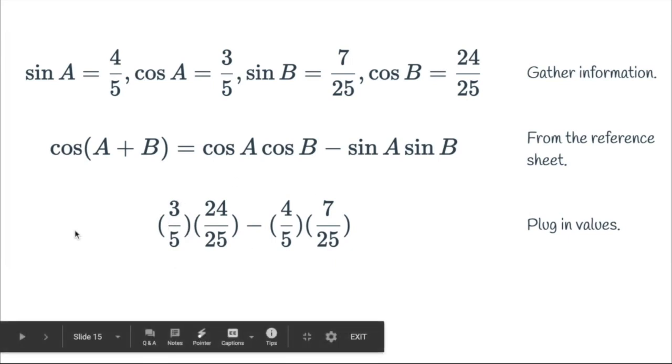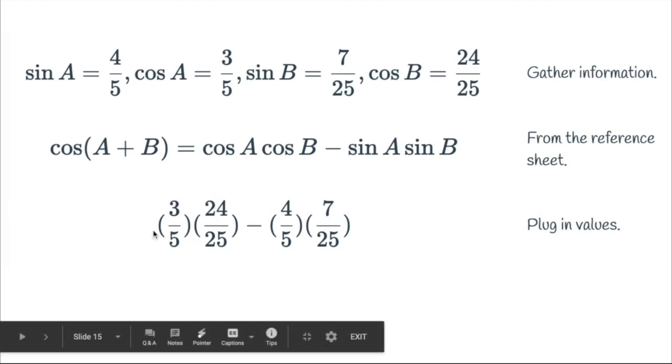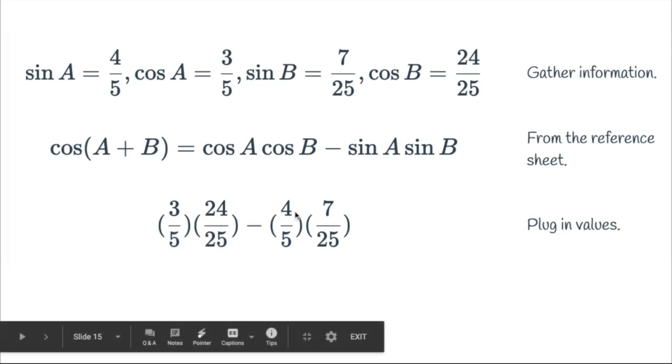So you've plugged in all of those values, and now you are going to use the fraction skills that you've been working on all week to solve this problem. First, you are going to multiply your fractions. So you're going to multiply numerator by numerator, denominator by denominator. So go ahead and do that before I show you the answer. So pause the video and do it on your own. You're going to multiply numerator by numerator here, and denominator by denominator here, and same with the second term.